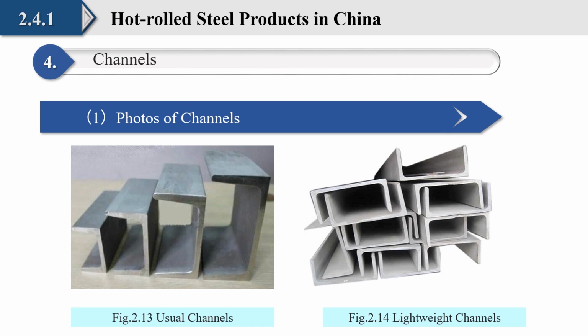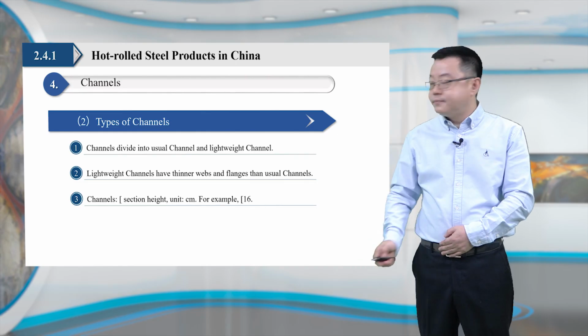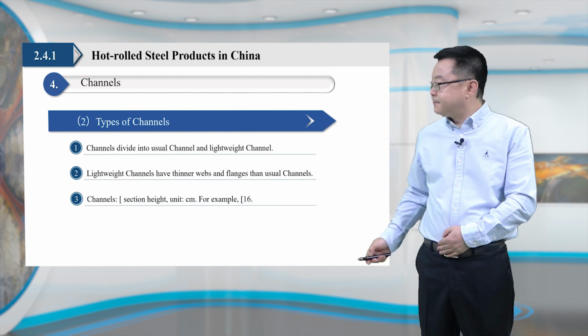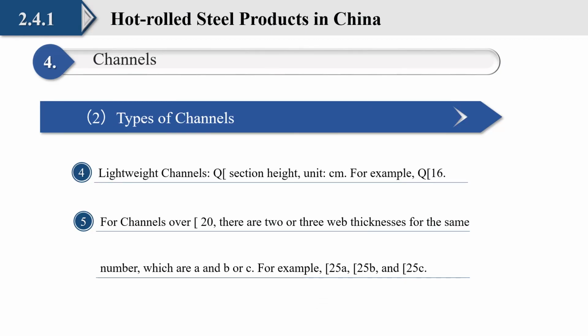The fourth type of hot-rolled steel products is the channels, which are divided into Europe channels and lightweight channels. Compared to Europe channels, the lightweight channels have thinner webs and flanges. See the PPT for the representation method of the channels. The representation of lightweight channels is to add a capital Q before the representation of Europe channels.